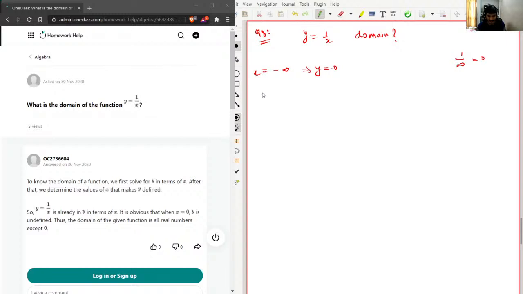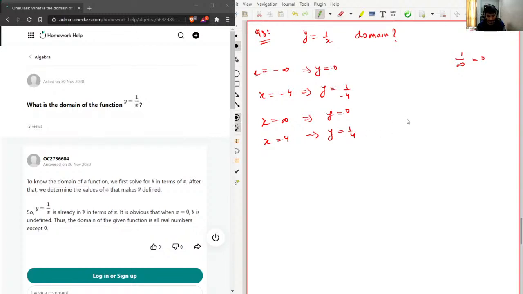Then we can check, let's say, negative 4. So y will be 1 over negative 4, and again, 1 over negative 4 is a real value. So for x equal to negative 4, this function is valid, so negative 4 is going to be in the domain. Now let's check for x equal to positive infinity. Again, y will be 0. For x equal to positive 4, again y will be 1 over 4, which is real.